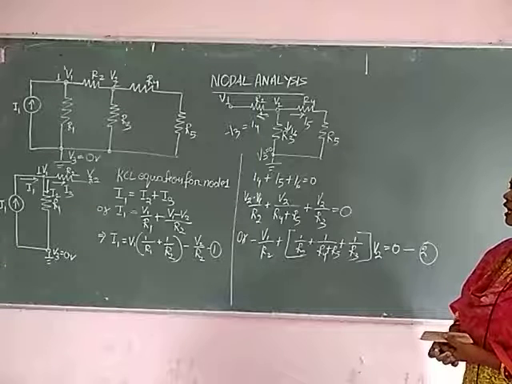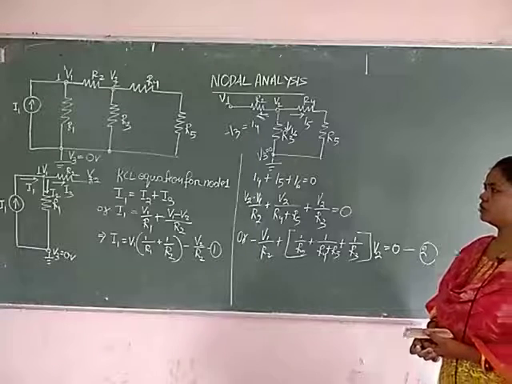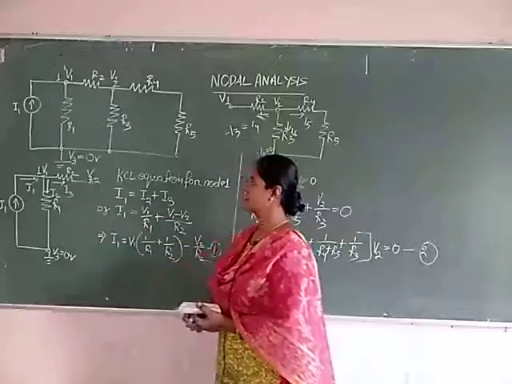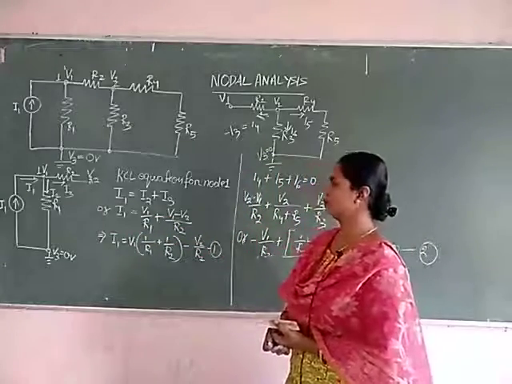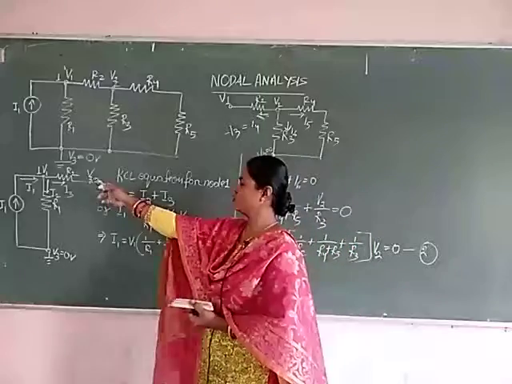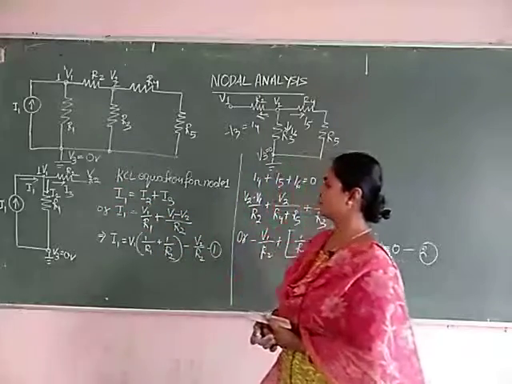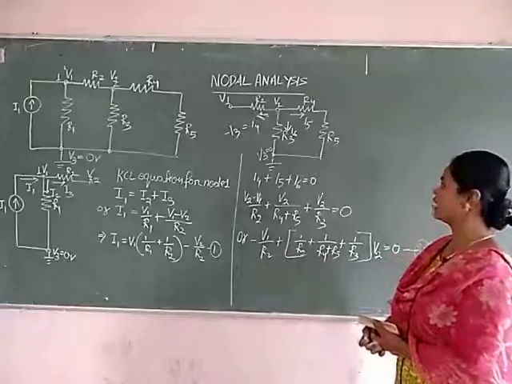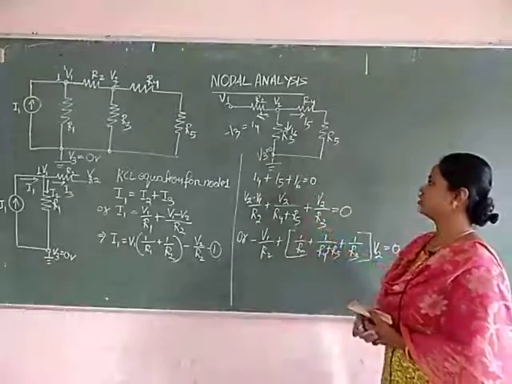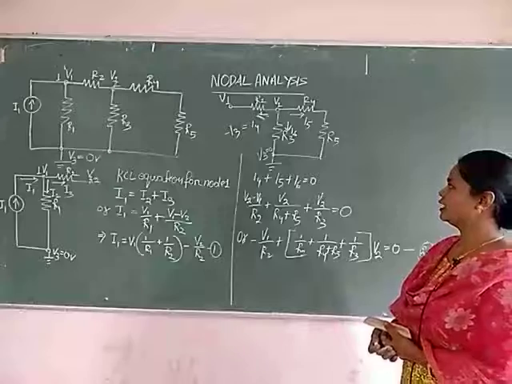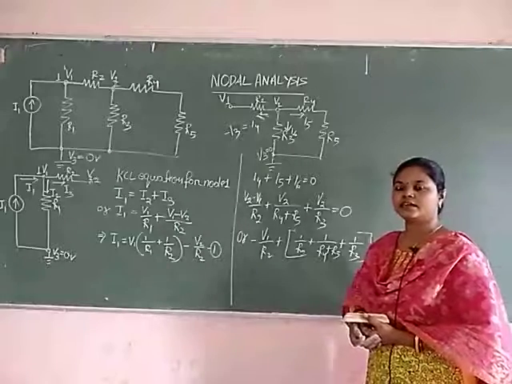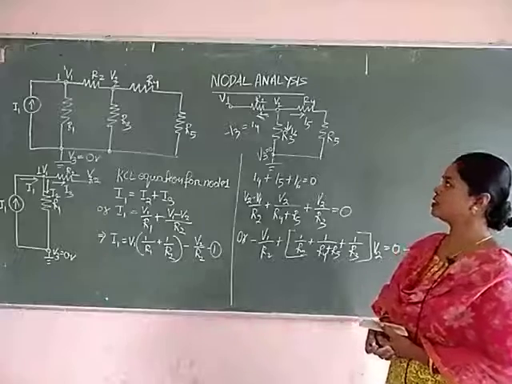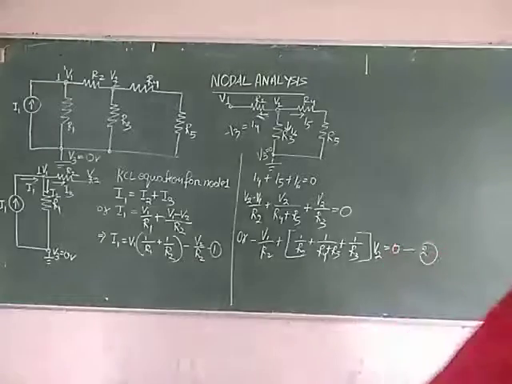After getting V1 and V2 value, you can easily find out I2 current, which is flowing through R1, I3 current, which is flowing through R2, I5 current, which is flowing through R4 and R5, I6 current, which is flowing through R3. In my next lecture class, we will see some numericals based on nodal analysis method.